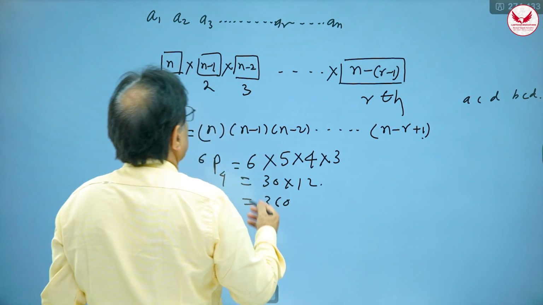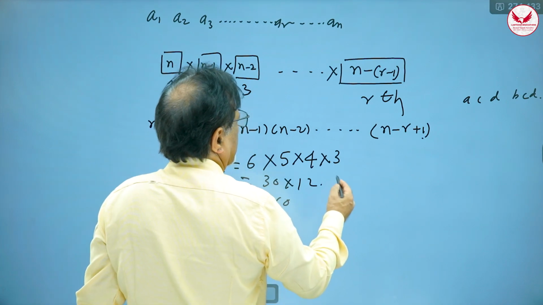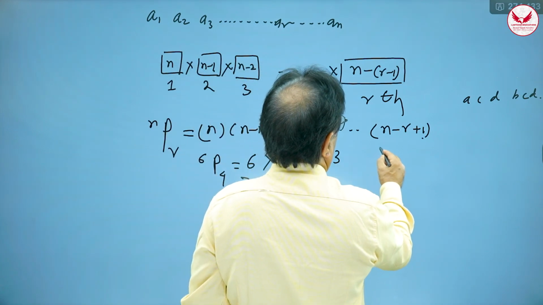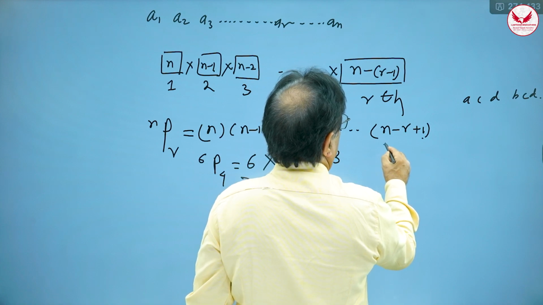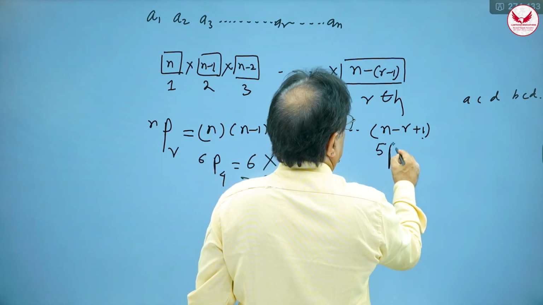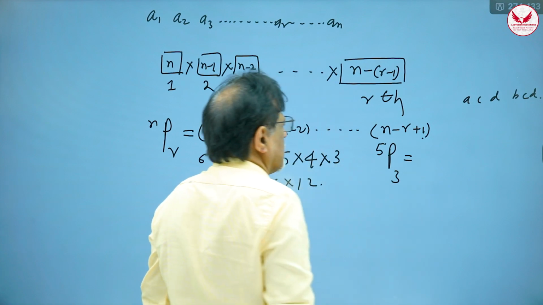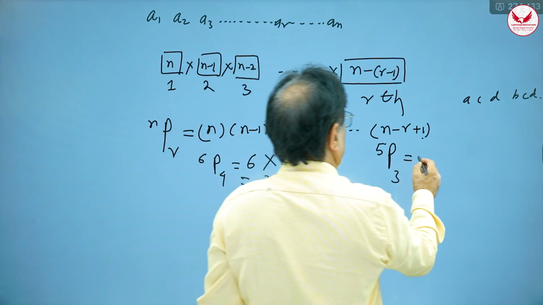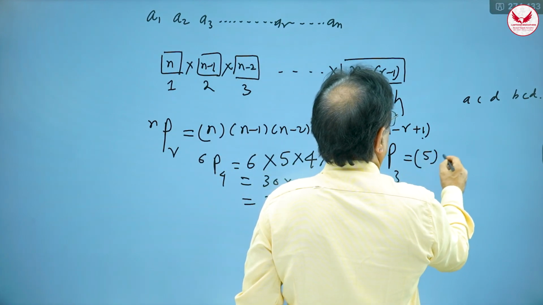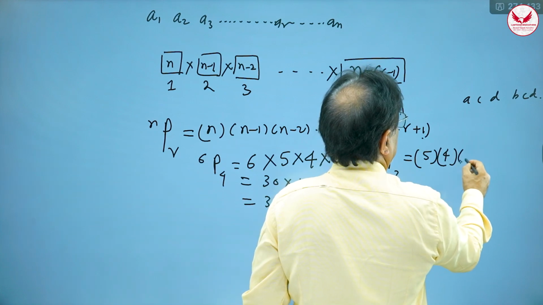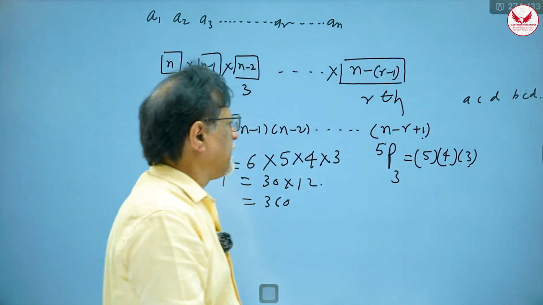For example, suppose I want to calculate, let us say, 5P3. Okay. Now, what is 5P3? According to this formula, it is 5 multiplied by 4 multiplied by 3. Finished. Right? That is the answer.